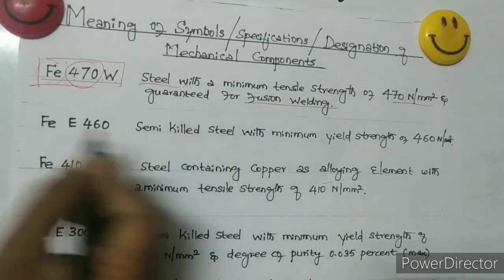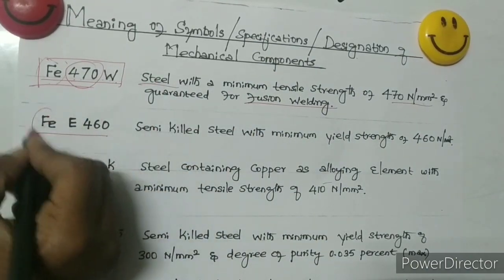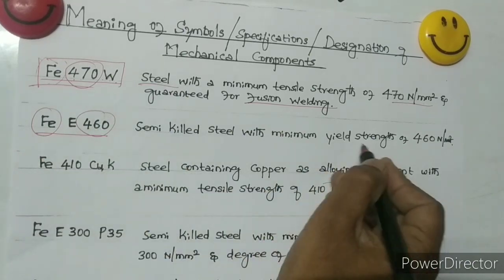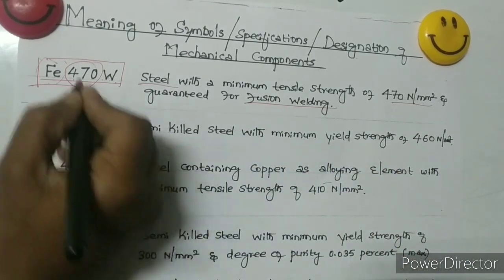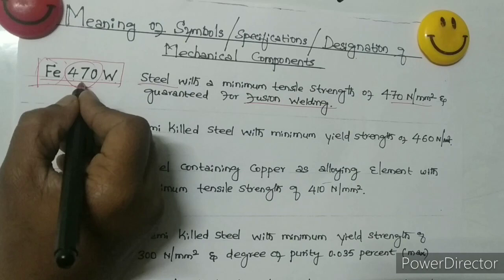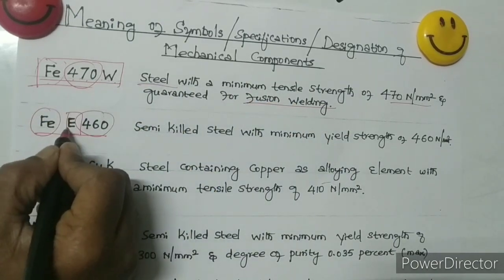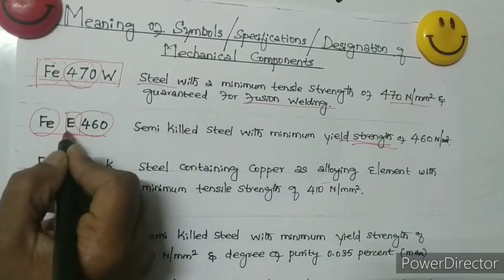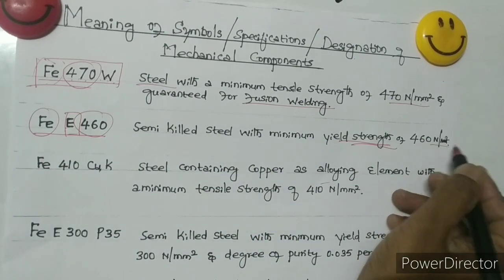So Fe is the steel of minimum tensile strength 470 Newton per mm square with fusion for welding. Next, Fe 460E. Fe is again steel. 460 is again the minimum. When it is a tensile strength, they will not indicate anything, you just write tensile strength. If E is there, you say yield strength. That's the difference. E is yield strength, 460 Newton per mm square.